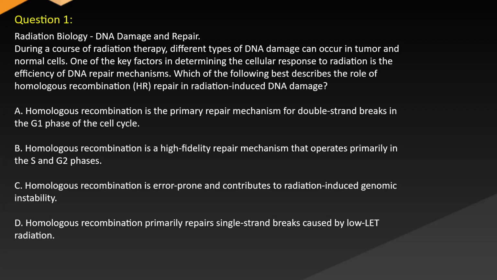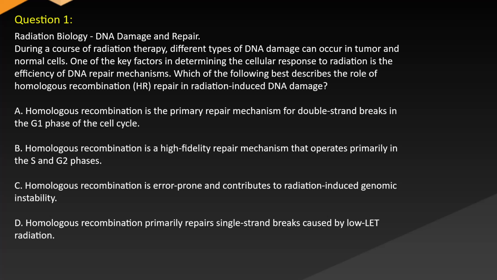Question 1. Radiation biology. DNA damage and repair. During a course of radiation therapy, different types of DNA damage can occur in tumor and normal cells. One of the key factors in determining the cellular response to radiation is the efficiency of DNA repair mechanisms. Which of the following best describes the role of homologous recombination (HR) repair in radiation-induced DNA damage?